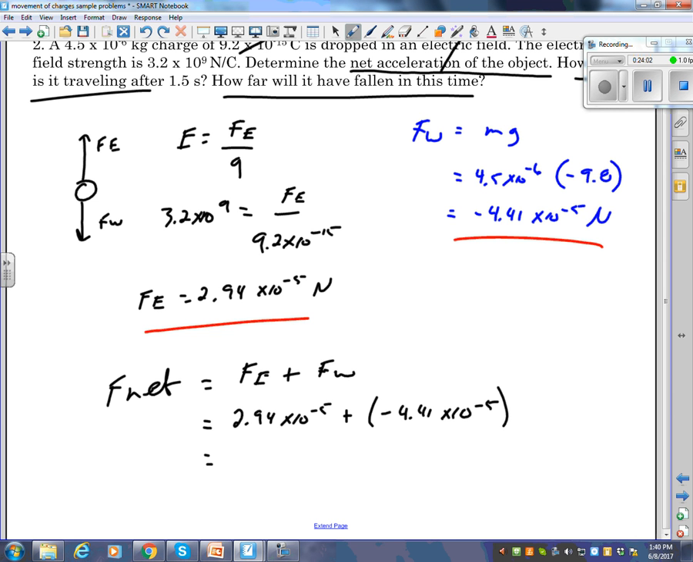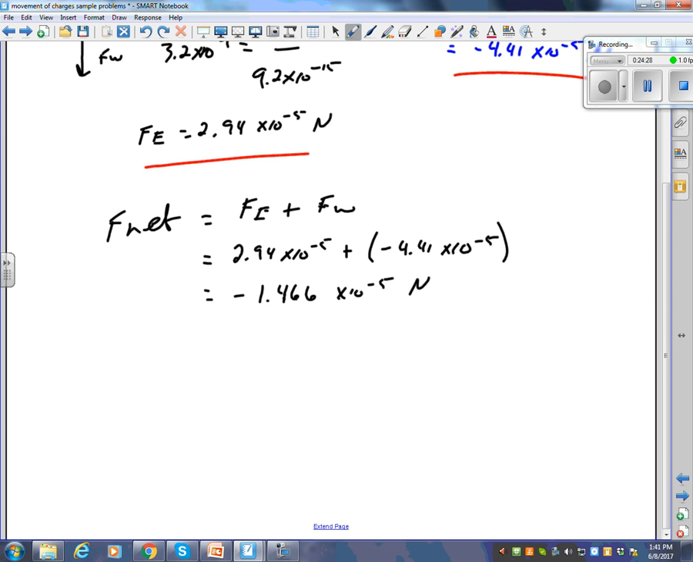Okay, so again, those exponents should be equal, and you get here now a net force of negative 1.466 is what I've got, times 10 to the minus 5. If you get it slightly off here, that's okay. I'm looking for steps. I do care about the answer, but not as much. And that's going to be newtons, right? So really, that's as far as we went in the first sample question, right?